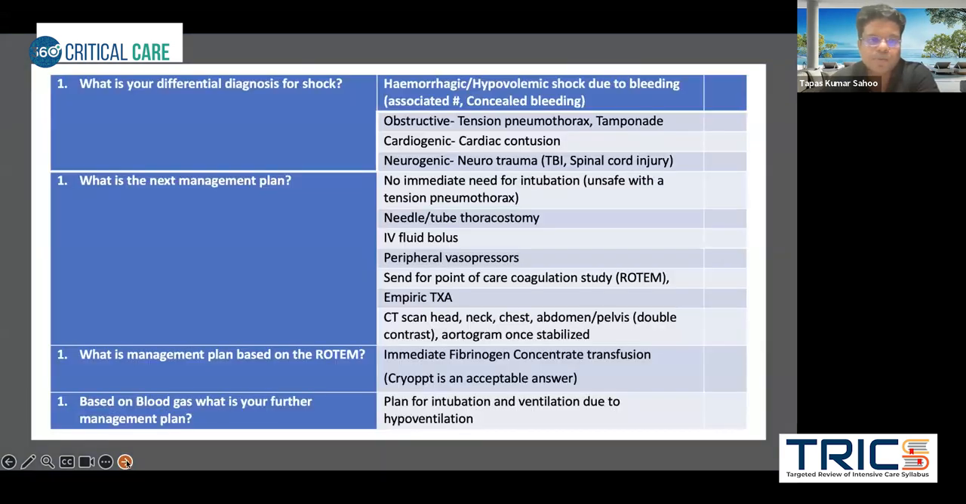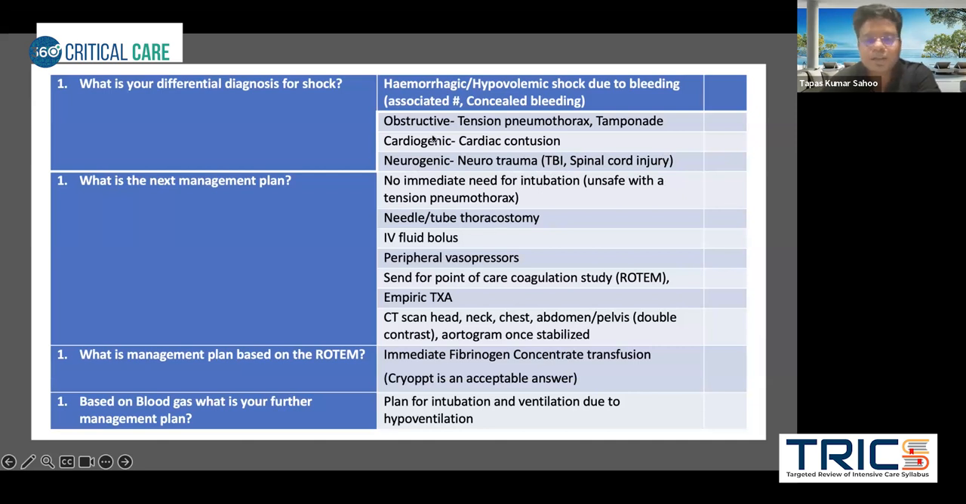Now, the questions should be coming from the clinical case vignette 2. What is your differential diagnosis of shock at this point of time? The smart answer is that you have to know the types of shock. So it could be hemorrhagic or hypovolemic shock due to bleeding associated with fracture, and there could be concealed bleeding at this point of time. Obstructive, the chest X-ray is suggestive of that: tension pneumothorax, tamponade. Cardiogenic, it could be cardiac contusion. And then neurogenic, neurotrauma, because there is also traumatic brain injury and spinal cord injury.